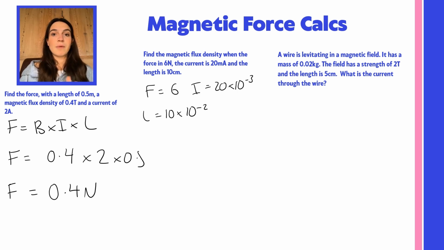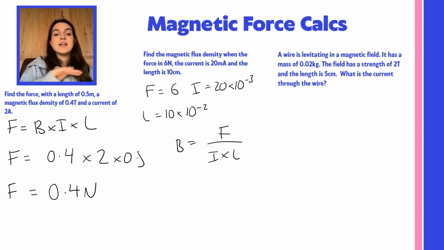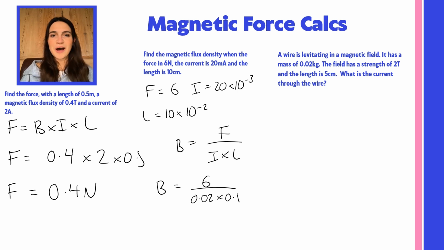Okay, let me write out my equation now in the correct form. So you get B is equal to F divided by I times L, and let me plug all of those numbers into the correct place. So B is 6 divided by 0.02 times 0.1, that gives me 3,000 Tesla. That is an extremely strong magnet. Probably some ridiculous numbers from me.